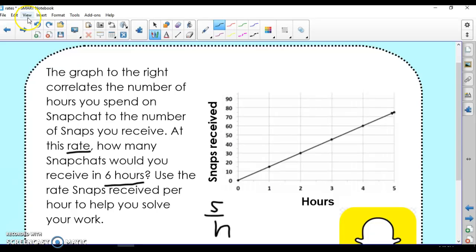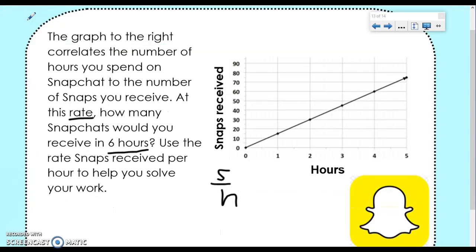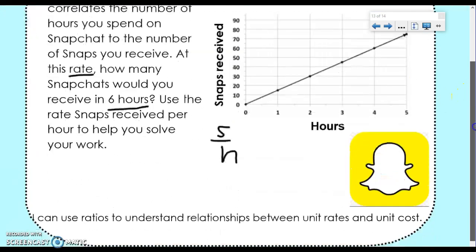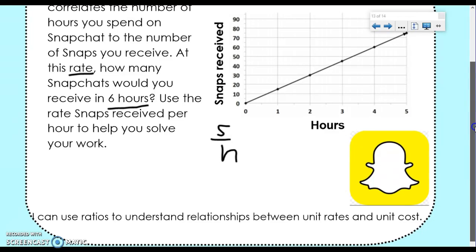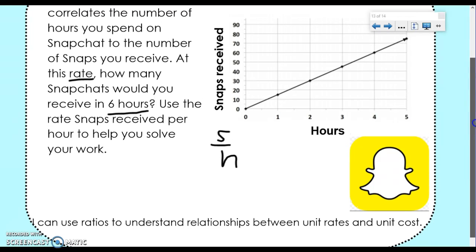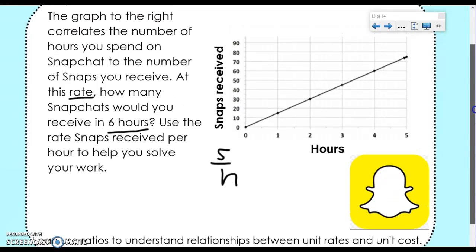So let's touch base on this problem. It's our last problem of the day. And remember our target that we're still working towards today is the idea that ratios have relationships with unit rates and unit costs. So I can use ratios to understand relationships between unit rates and unit costs. Let's touch base on this.